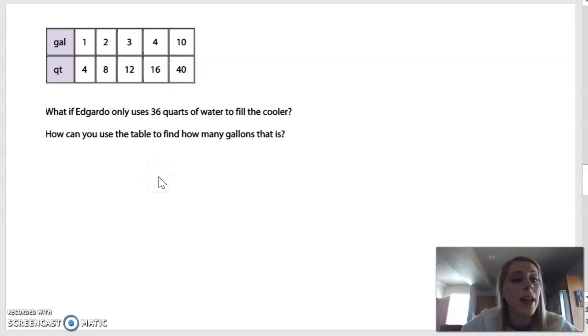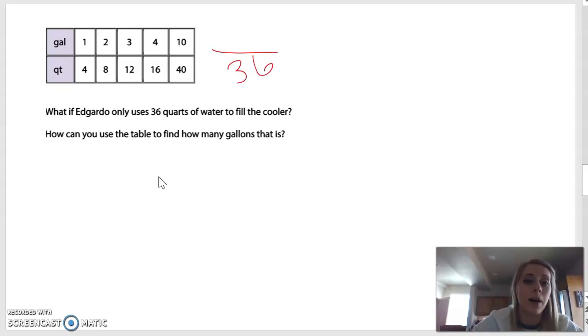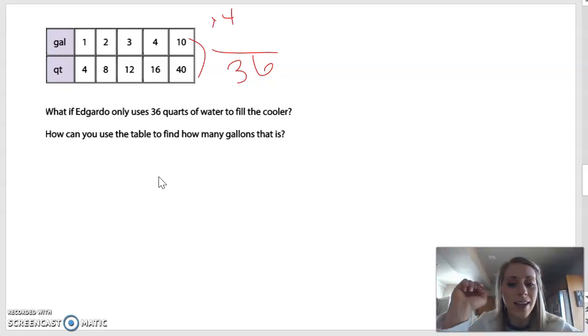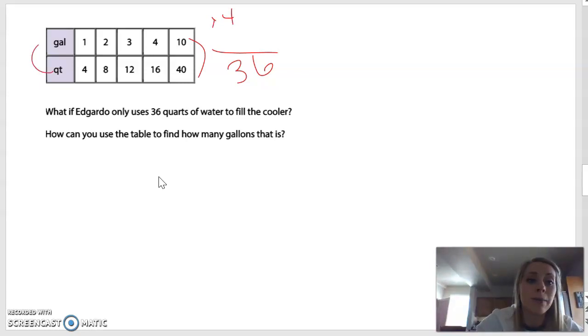It says, what if Edgardo only uses 36 quarts of water to fill the cooler? So we have 36 on the bottom. How can you use the table to find how many gallons that is? So we have 36 on the bottom. Now we're trying to figure out what is on the top, okay? So to get from top to bottom, we multiplied by 4. So think about this. If we're trying to get from bottom to top, what's the exact opposite of multiplying by 4? It's dividing by 4.